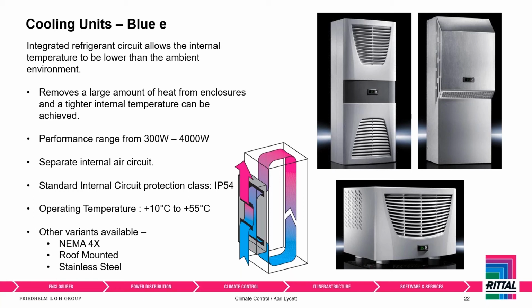So again, if you've got a large bank or a suite of enclosures with 5 or 6 enclosures banked together, you could put 3 or 4 of these 4 kilowatt cooling units on there, and all of a sudden you've got a fair amount of cooling to be working with when you're installing your new production line. So you can bank these together, and you're going to be winning. So you've got a separate internal air circuit here. So again, we're not allowing dirty air inside the enclosure once the door is shut. It's IP54 rated, and these can operate from +10 up to +55. So that's just a very brief overview of the Blue E range.